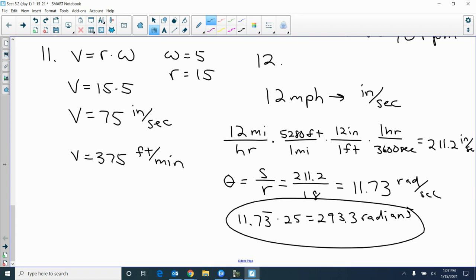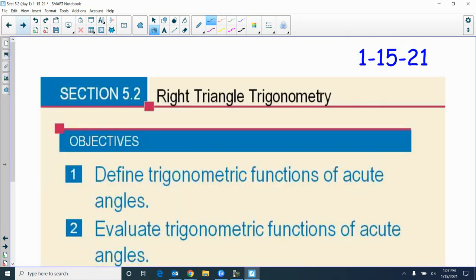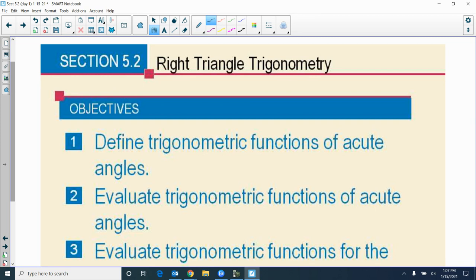All right, for 13 and 14, if you have any issues fixing that, let me know. But I want to pass out the guided notes. We're going to roll into section 5.2, little right triangle trig. Some stuff you have been exposed to before.